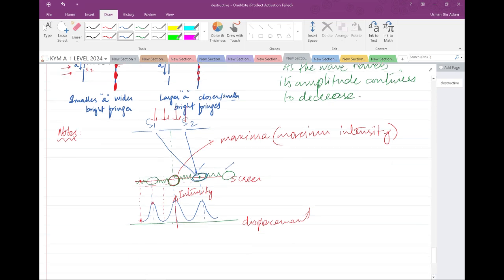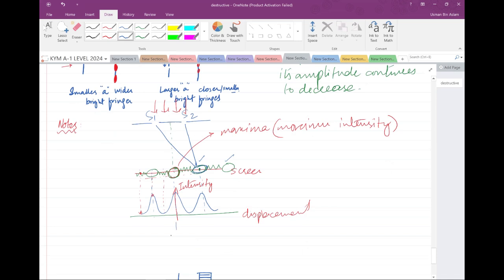So I will write this down here. Central maxima is the brightest. Then the ones forming on either side of it, this one and this one, will be slightly less bright than the central.